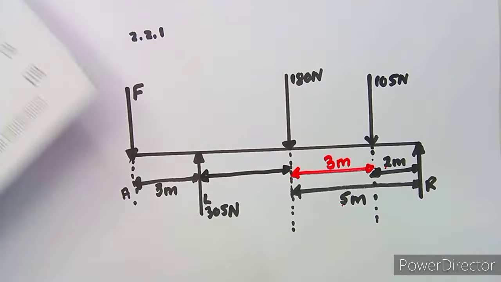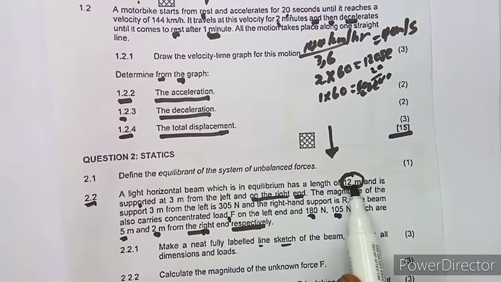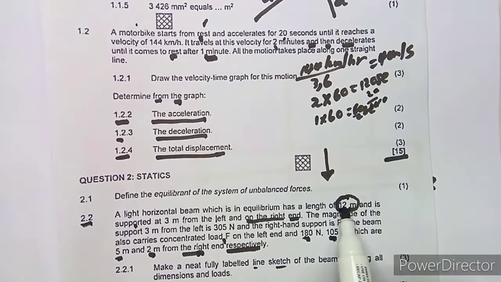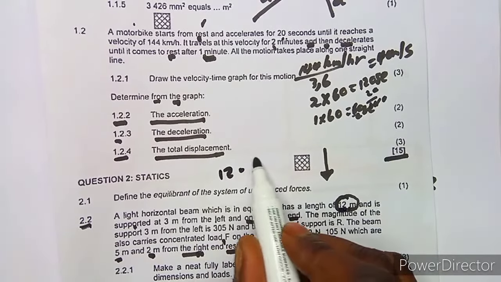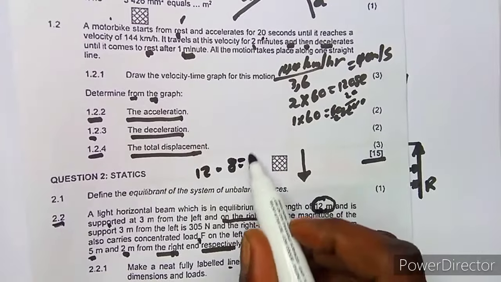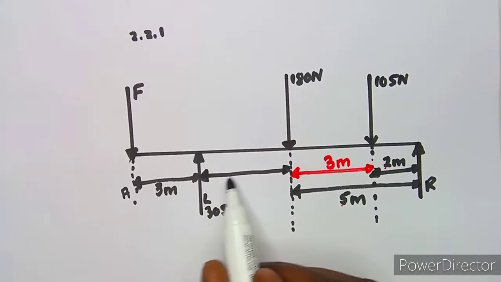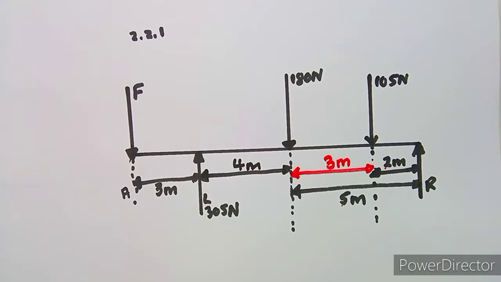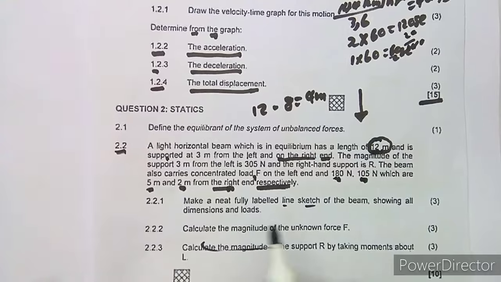But we are told that this is a light horizontal beam, which is 12 meters. So we are simply going to add 3 plus 5, because from this point to this point it's 5. So 3 plus 5 is 8. Then we subtract the remaining part from this length of 12. So 12 minus 8 is equivalent to 4 meters. So there is a distance here of 4 meters in between those points. All right, so we can name this A, this B, this C, whatever you want. Anyways, that was it.